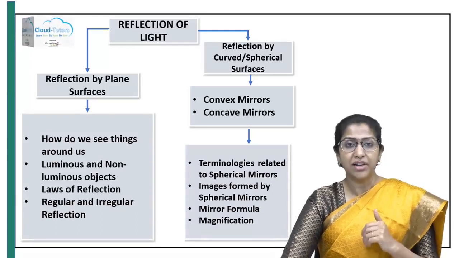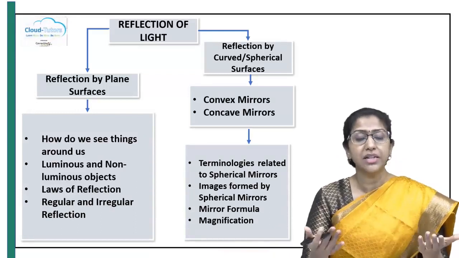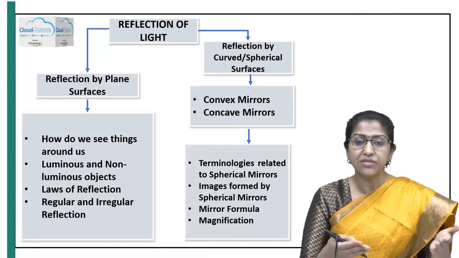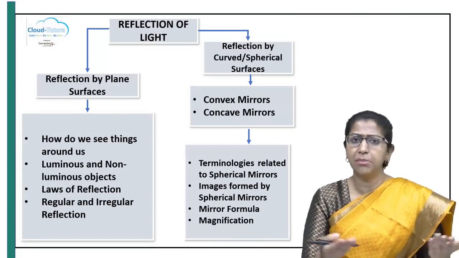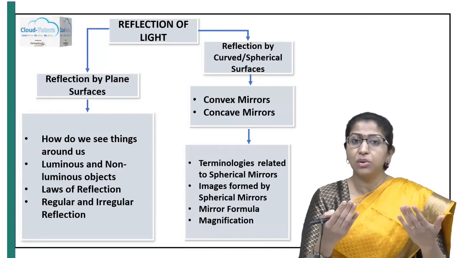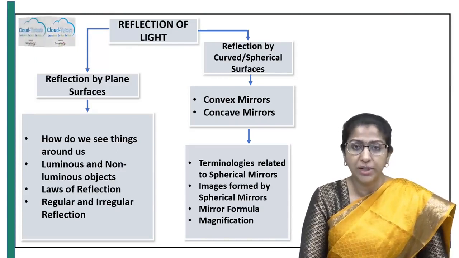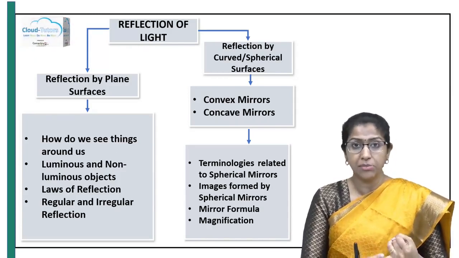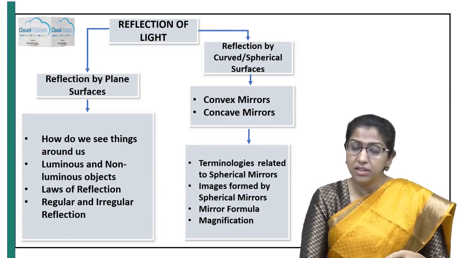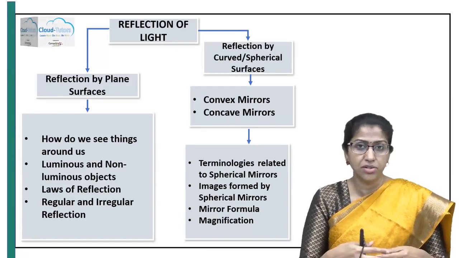So in this chapter, as you can see, it can be split into 2 parts, that is reflection by plane surfaces, which you have been learning, I'm not sure, maybe from grade 8 or grade 7, which you're already well aware of, and you can actually just brush through these topics. Reflection of light by a plane mirror, nature of the image formed by a plane mirror, what is a virtual image, how is it different from a real image, and so on and so forth.